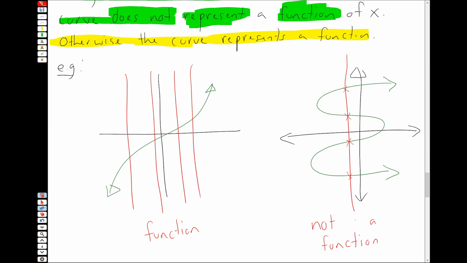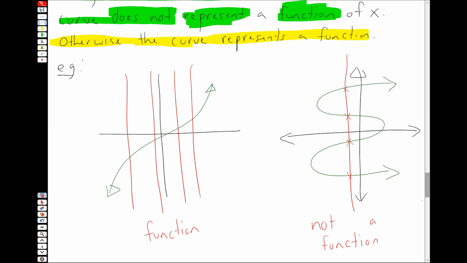Let's use proper English here. Not a function. Okay. So this is what we call the vertical line test. Again, if one single vertical line passes our graph at more than one place, it's not a function. Otherwise, like we have on the left here, if any vertical line only passes our graph at most once, it is a function.